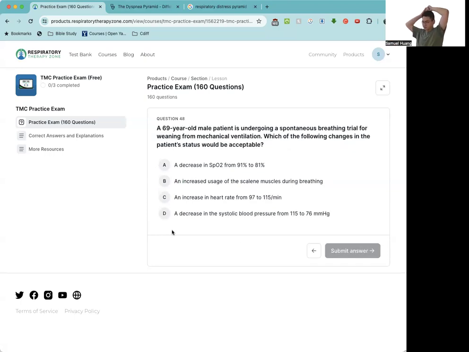SBT from mechanical ventilation. So SBT, of course, we don't want a desaturation. SpO2 drop is not very acceptable. Which one would be acceptable though? So A, no. Increased usage of accessory muscles, scalene muscle, no. Increased heart rate, yeah, that's fine. It's less than 120. Systolic blood pressure drop, no.